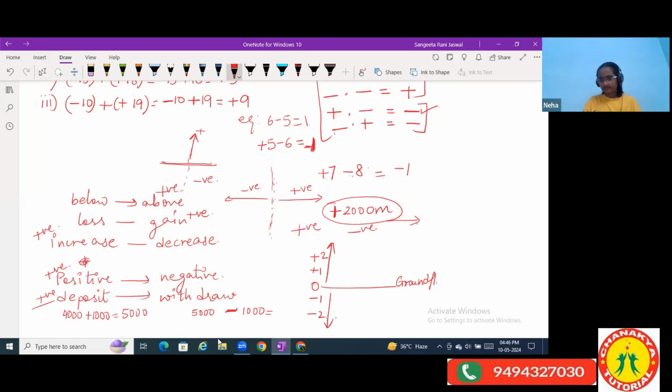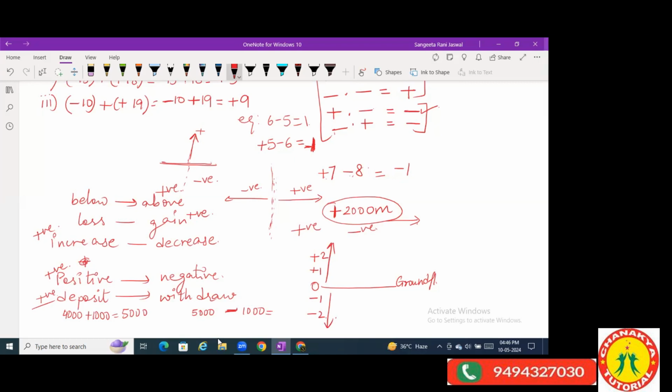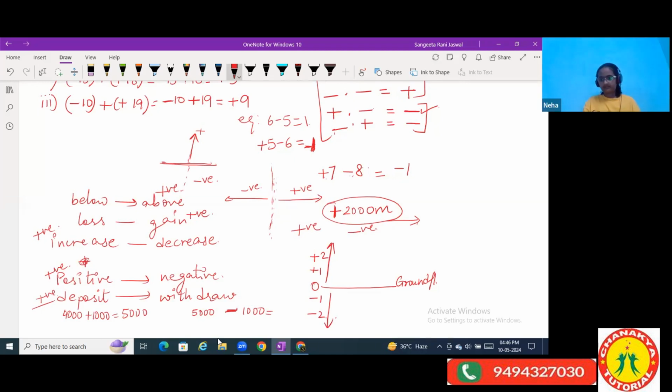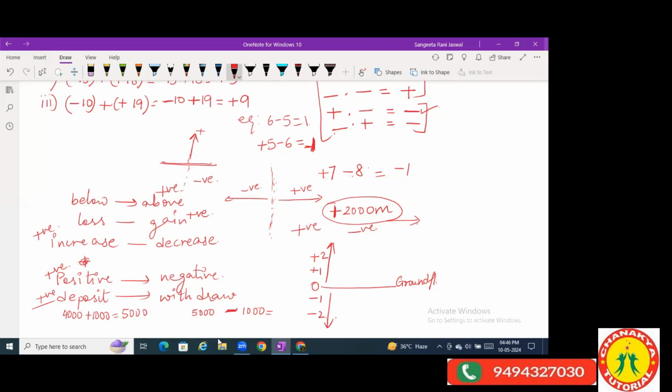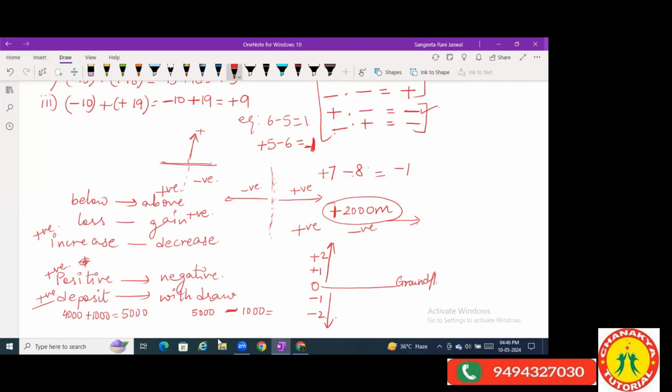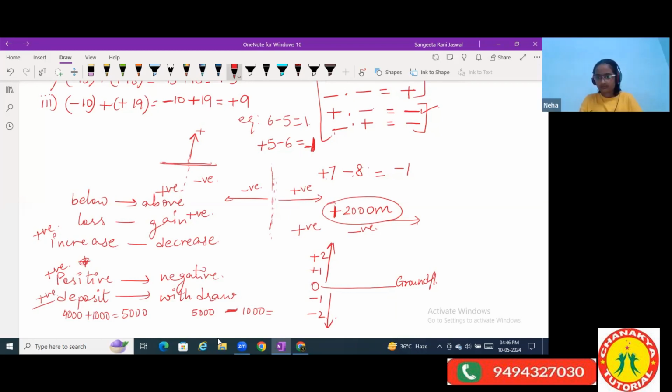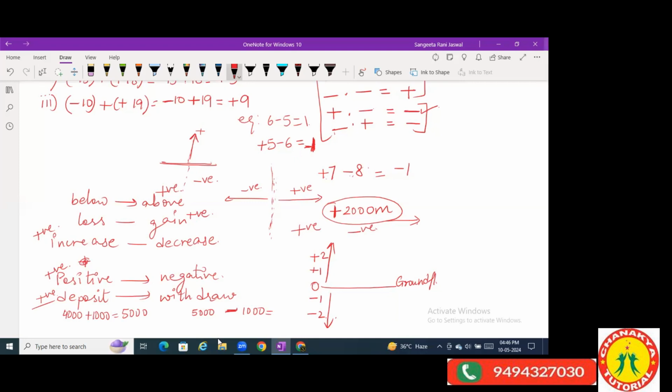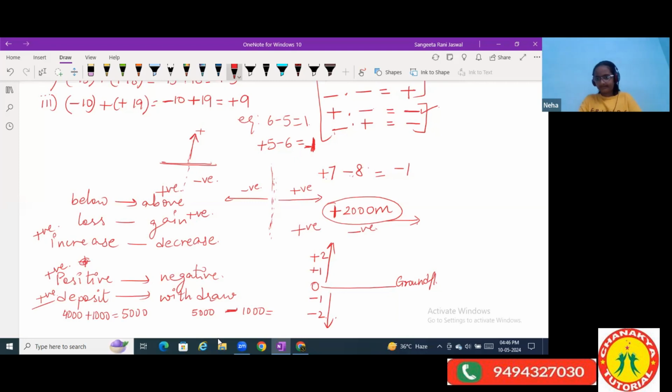Rakshita, good evening, beta. Good evening, ma'am. Are you understanding this, children? Yes, ma'am. Who has not understood this? Anyone who has not understood this? No, ma'am. Neha, you understood? Yes, ma'am. Rakshita? Yes, ma'am.